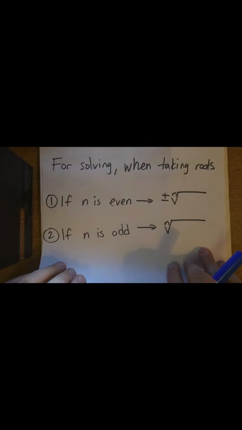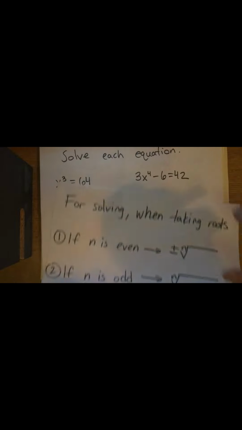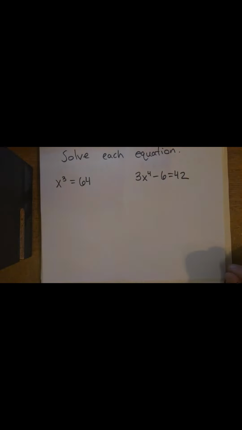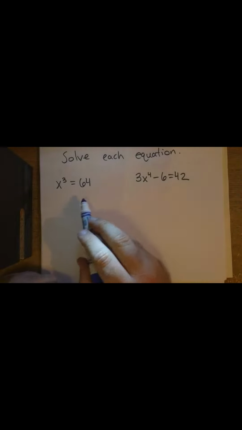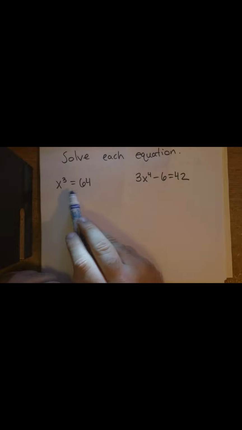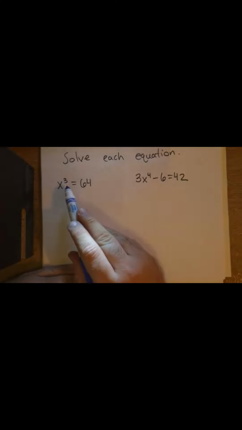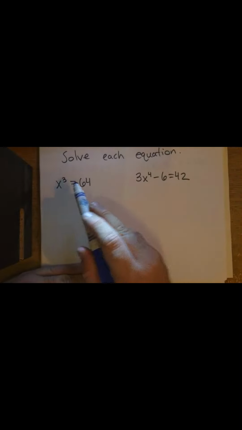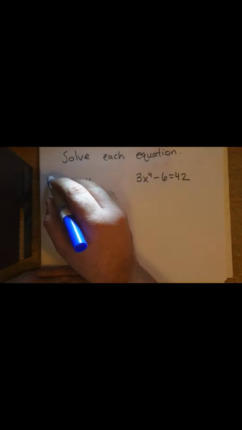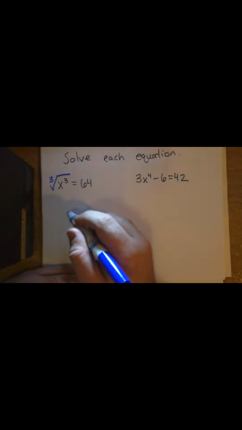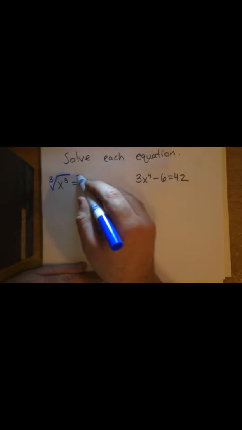So switching over, I'll show you where this applies. We're going to solve each equation. Remember, just like we've always been doing, we solve for x. In this equation, x cubed equals 64, we're pretty much already there. We just need to get rid of that power 3. The opposite of power 3 is the cube root of x cubed. But what we do to one side, we have to do to the other, like this.